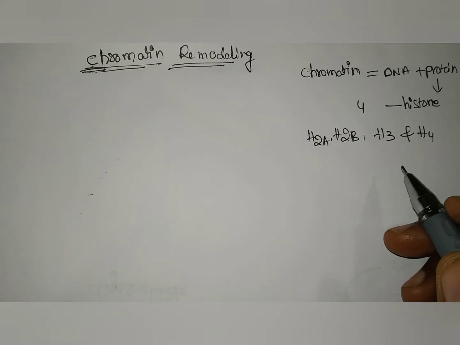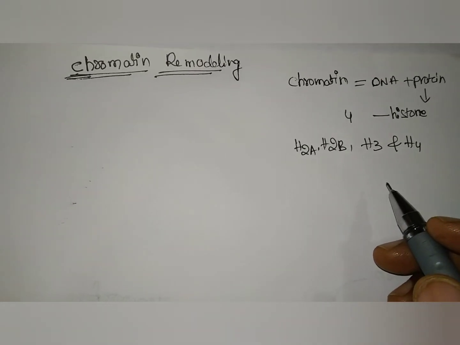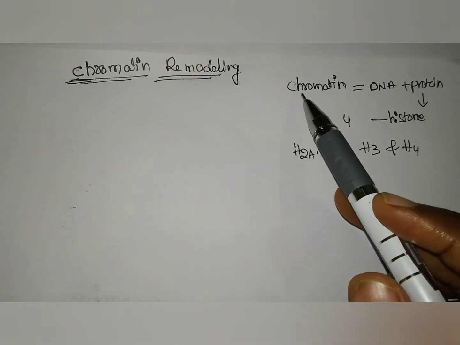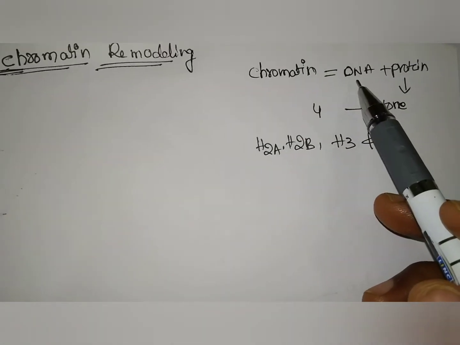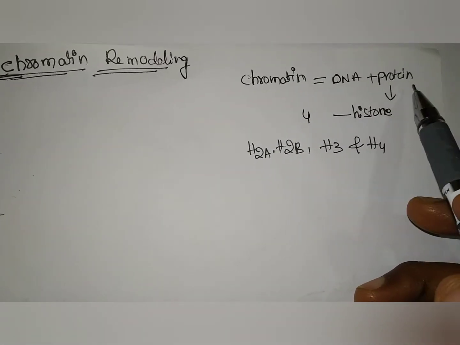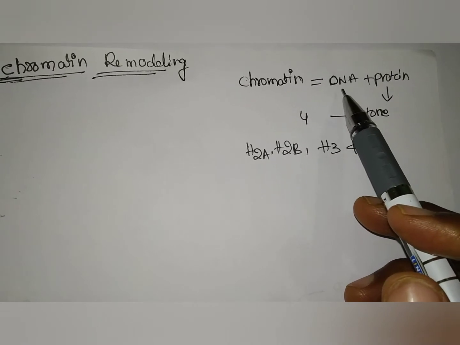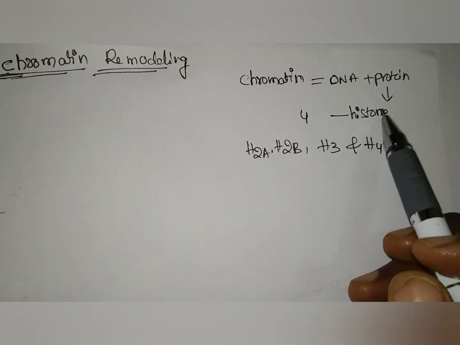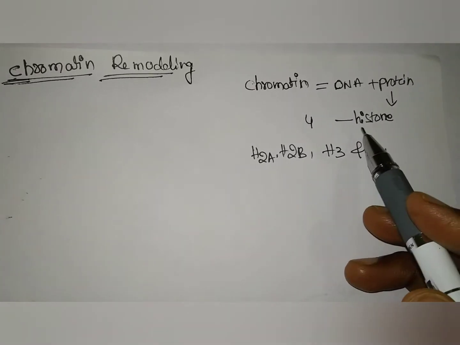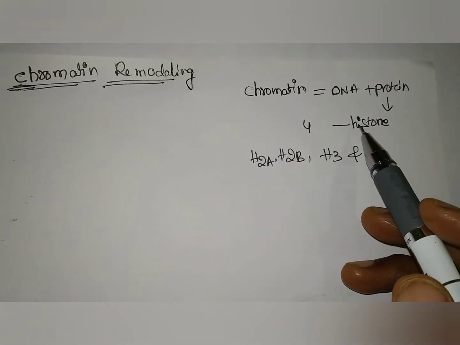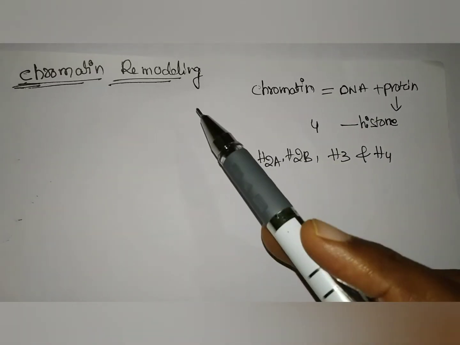Hello friends, our next topic is chromatin remodeling. Before this discussion, we have to see what is chromatin. Chromatin is a composition of DNA and proteins. Here the DNA is normal double-stranded DNA and the proteins are histone proteins. These histone proteins are mainly involved in chromatin remodeling.